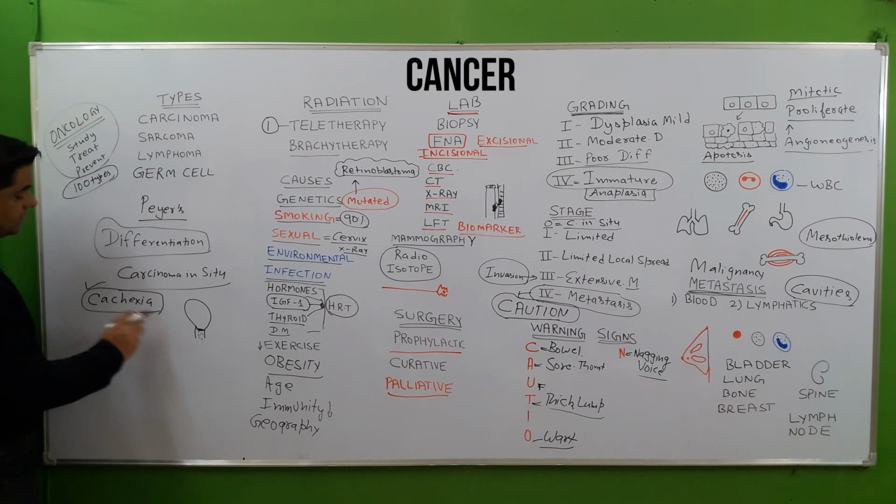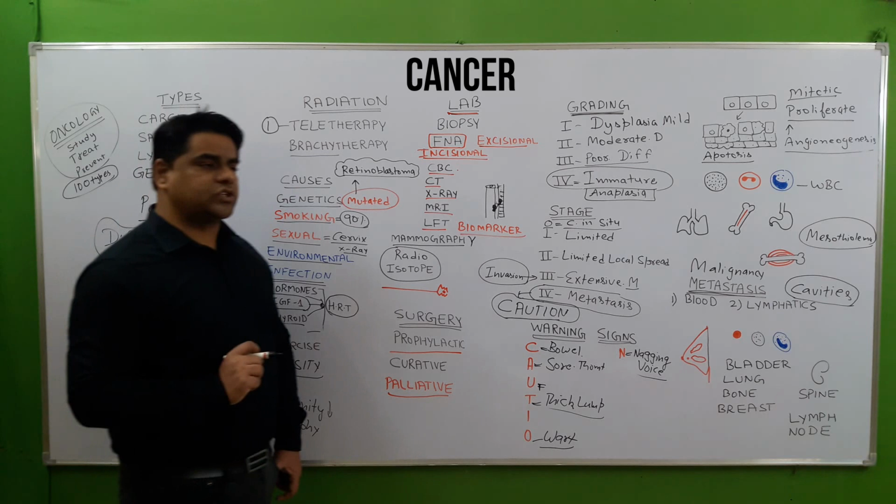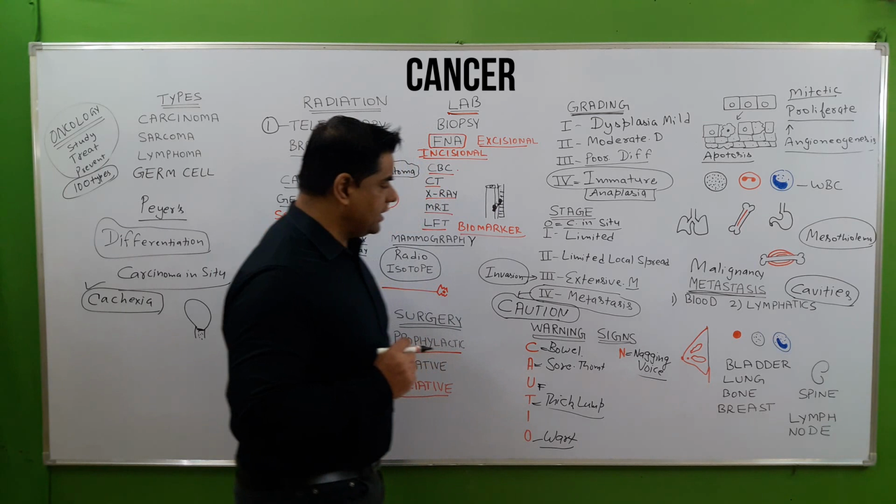Cachexia can be there. Muscle wasting, which means muscle wasting. Kindly note this word. So loss of appetite can be there. Poor weight gain can be there.